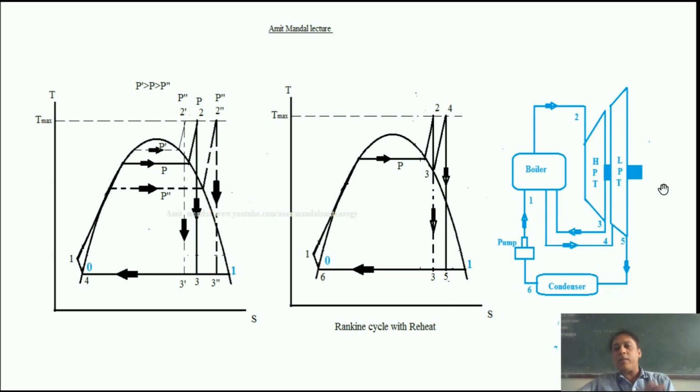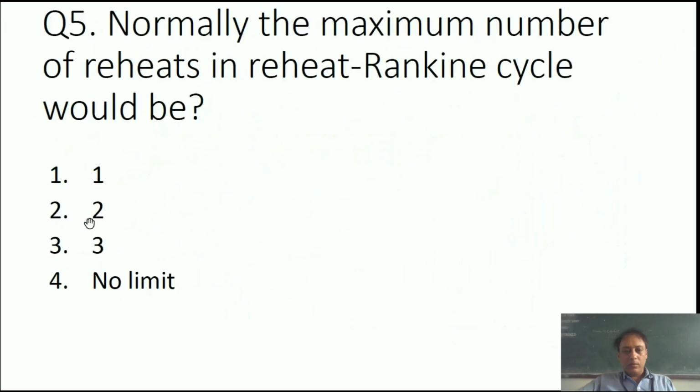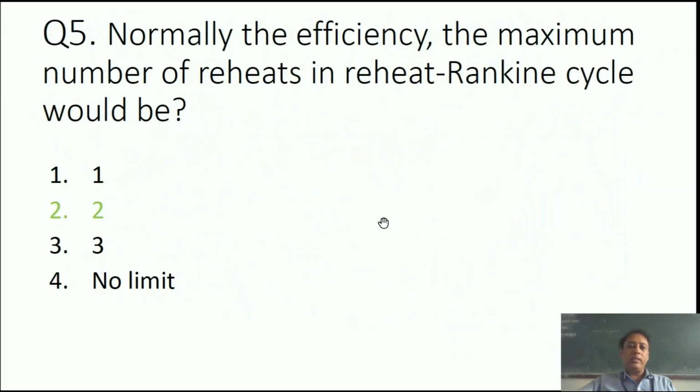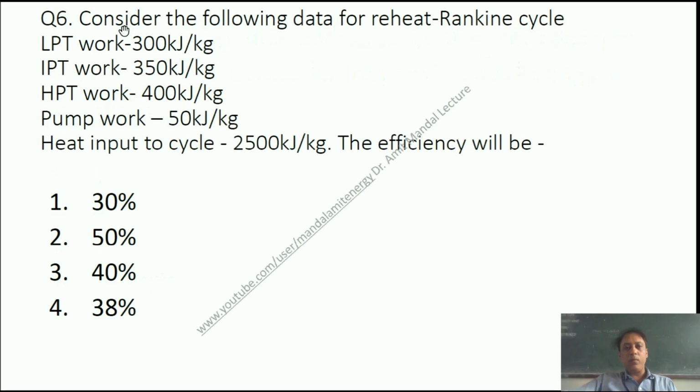How many such turbines can be implanted? Here it is single reheat. You can see from the high pressure turbine it is coming out, once reheated and sent back. So this is one reheat. Can we perform one more reheat? The answer is yes. A maximum of 2 reheats is possible. In that case, 3 turbines will be there: high pressure turbine, intermediate pressure turbine, and then low pressure turbine. So a maximum of 2 reheats can be performed.